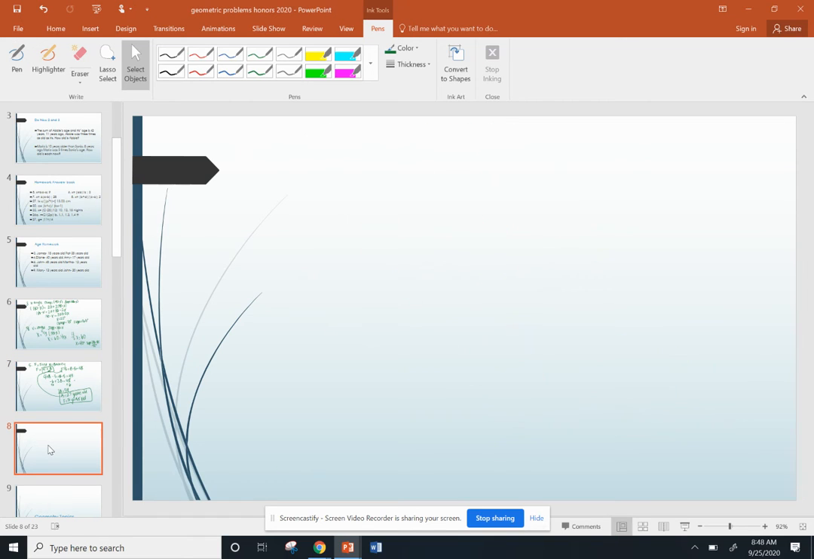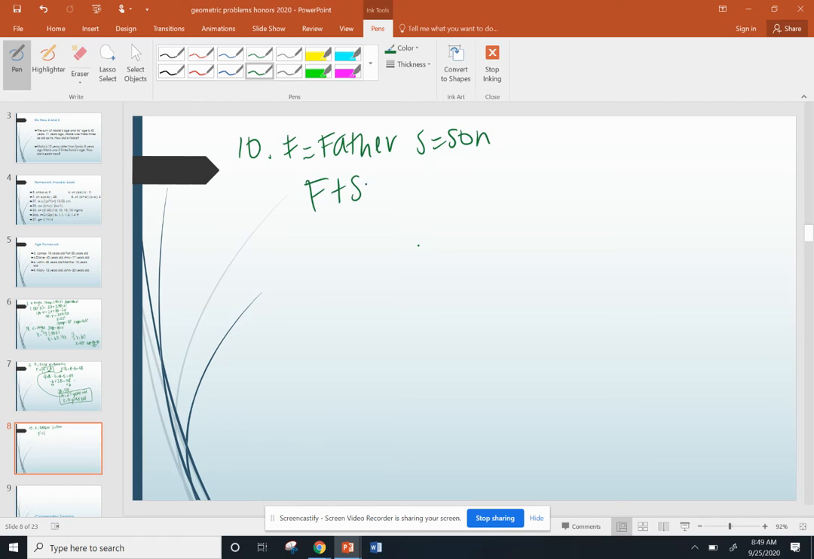I'll look at number 10 as well. So number 10 says, the sum of the ages of a father and son. So we'll say F equals father, S equals son. So the sum of their ages, so F plus S equals 56.